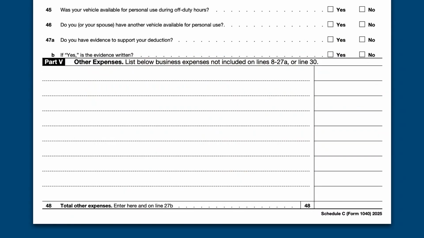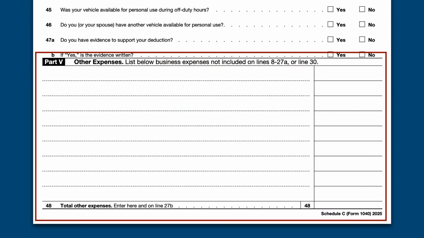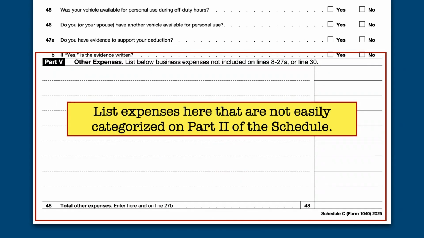And most businesses have expenses that cannot be put into one of the categories listed in Part 2. These expenses can be listed in Part 5 on page 2 of the Schedule C as Other Expenses. Every business is different and has different categories of expenses. The important thing is that you, as a business owner, can understand and make sense of these expenses.